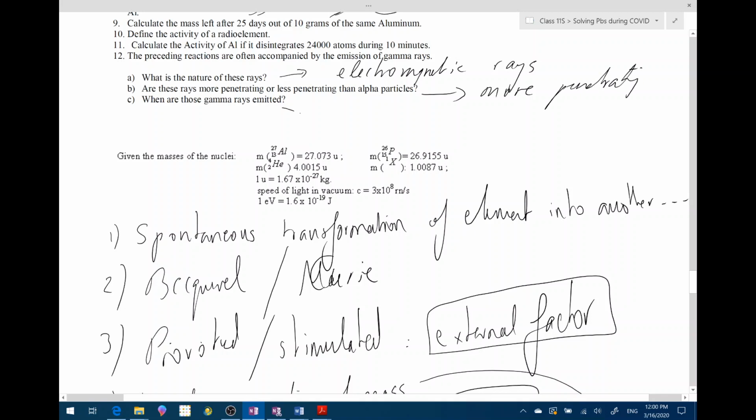When are those gamma rays emitted? Once again, that's a course question. Whenever we have the de-excitation of an atom, or whenever an electron jumps from a high energy level to a lower energy level.